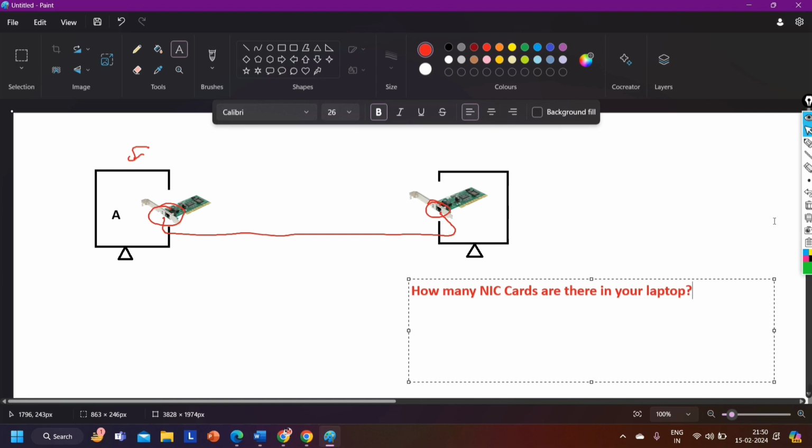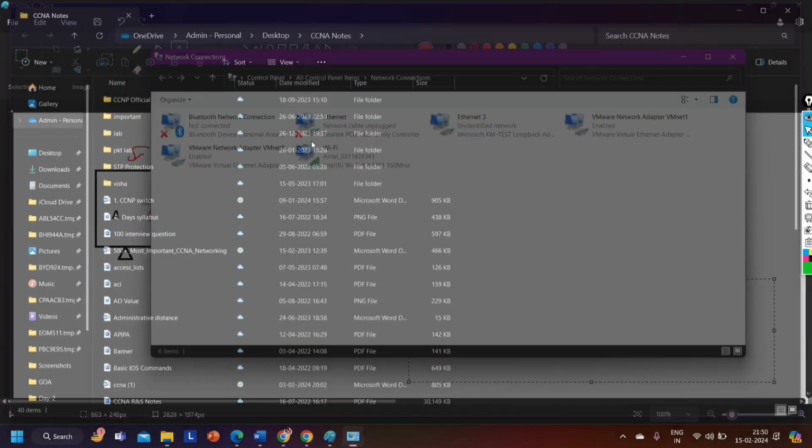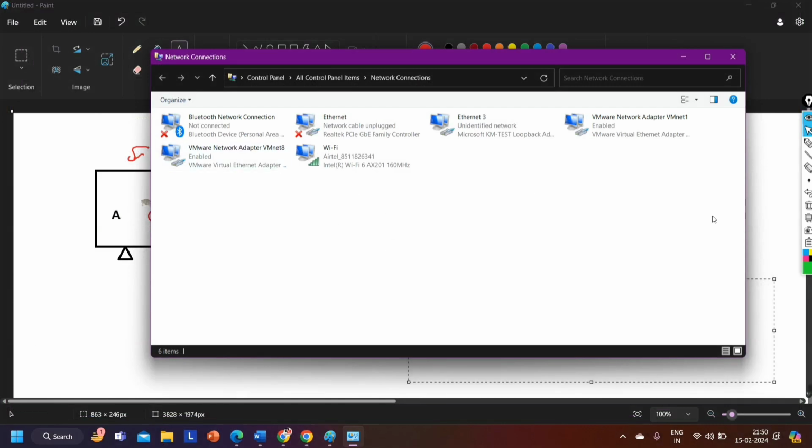So what can the answer to this question be? It depends on how many ways I have to connect my device to the network. Correct, guys? If I have five ways, let me show you my interfaces. Oh my god, see how many interfaces are there. A few are virtual and a few are physical, but these are all what? NIC, network interface card, right?